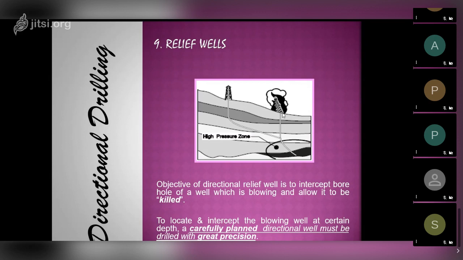There is no more fire here because the entire pressure is taken in this case. Then they either put some explosive on the surface and make this part collapse, or they pump cement from the top, and then this well takes over all the control. So this is the relief well. The name itself says that it will relieve the pressure from here and control the blowout.